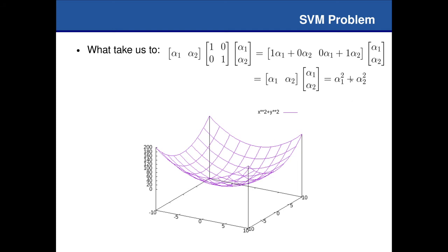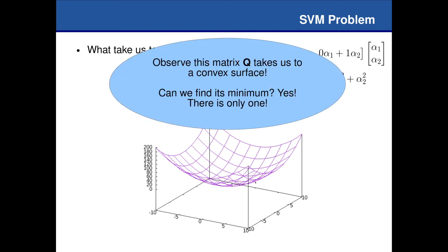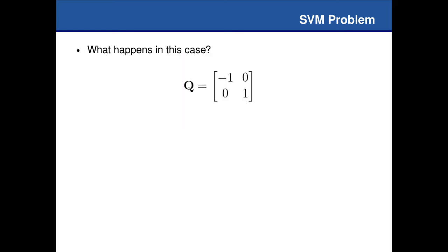This is going to be negative and this is going to be negative, so we're going to have a concave function, just a mirror of this function. Okay. So of course we can find the minimum in this situation. So what happens if instead of having a positive semi-definite matrix, I have this?